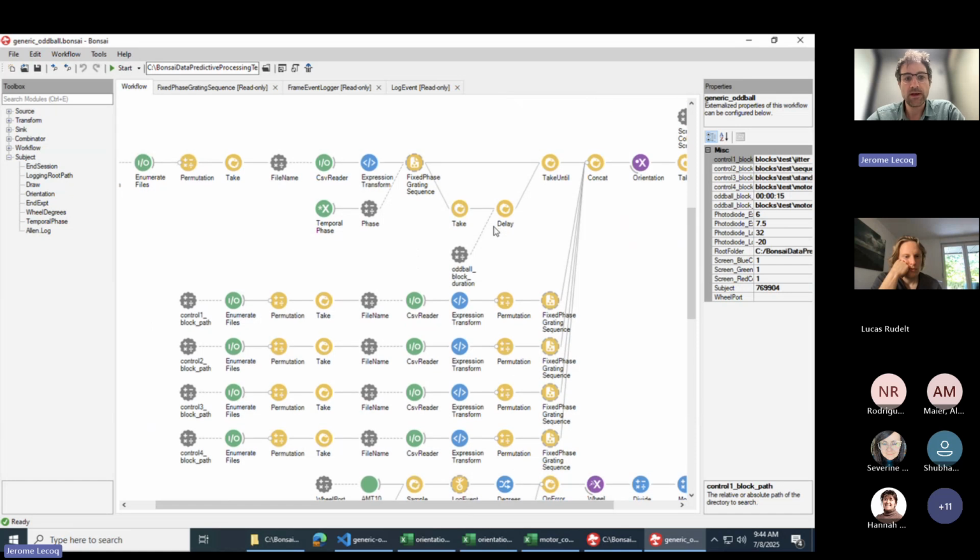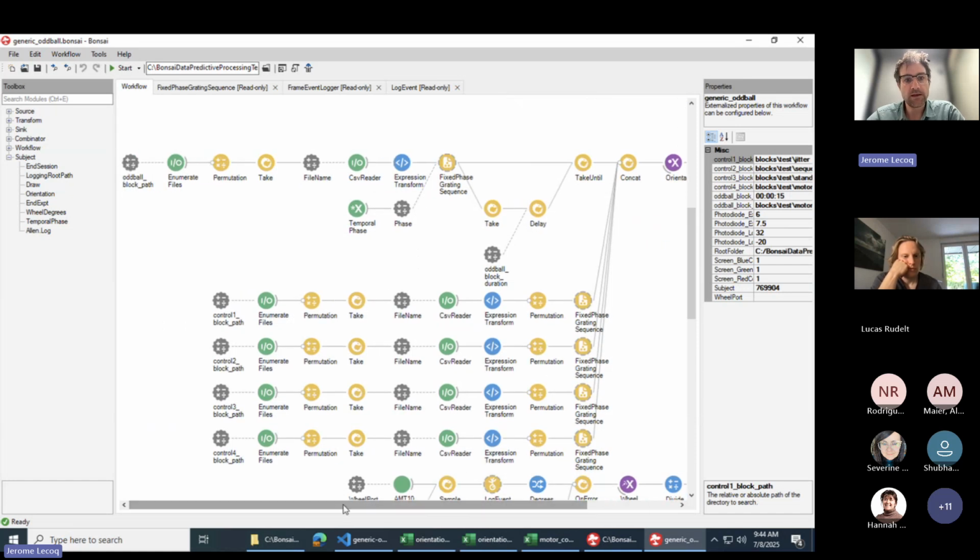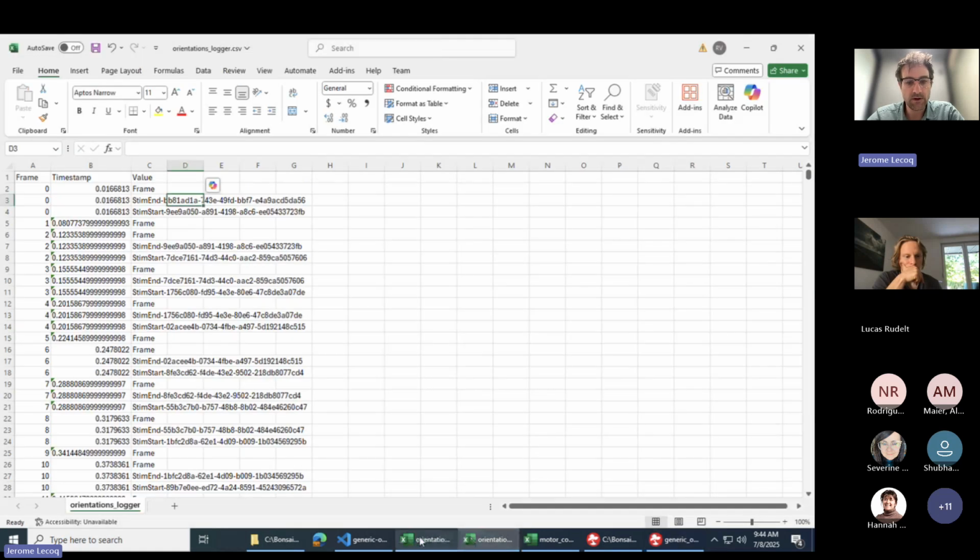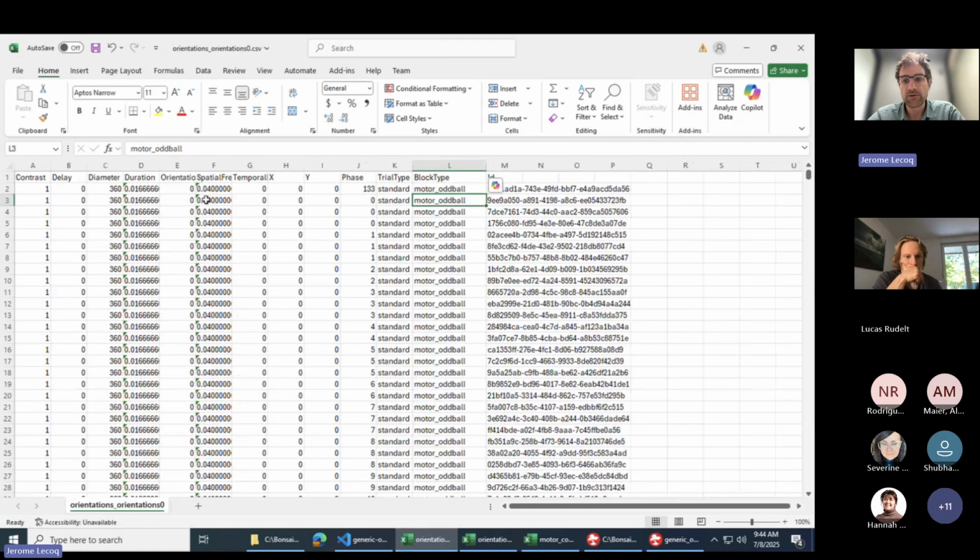And so the way it works currently is we generate CSV files on the machine that contain all of the stimulus parameters for a block. So let's say, for instance, I open this CSV here. You see it has a lot of rows that contain all the parameters that are going to be displayed in order. And in this particular case, you start with contrast 1, diameter 360, a duration that is very short, only a 60 hertz frame, a given spatial frequency and a given phase.